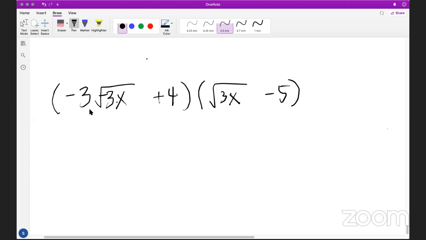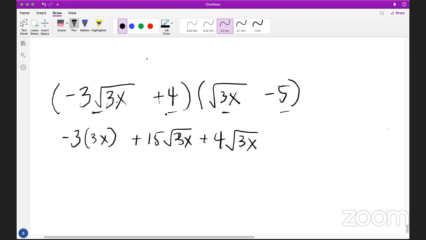First, this one times this one, that's equal to negative 3 times square root of 3x times square root of 3x, that's equal to negative 9x. Outer, this one and this one, that's equal to positive 15 square root of 3x. Inner, ito and ito, that's equal to 4 times this one, plus 4 square root of 3x. Last, 4 times negative 5, that's equal to negative 20. Simplify natin to, we will have negative 9x plus 19 square root of 3x minus 20.